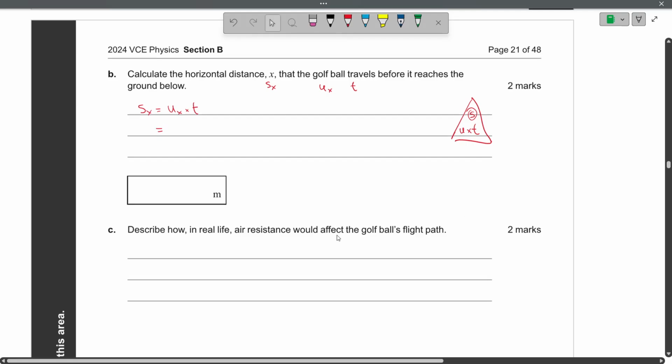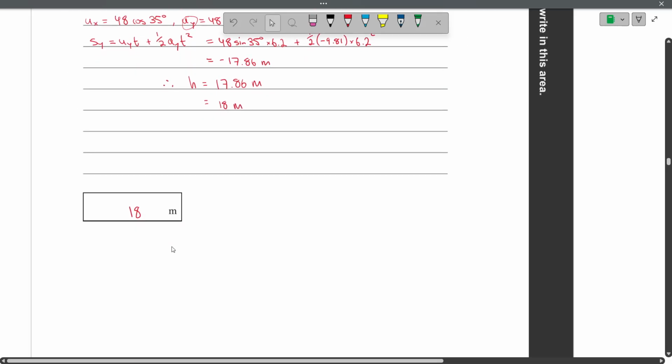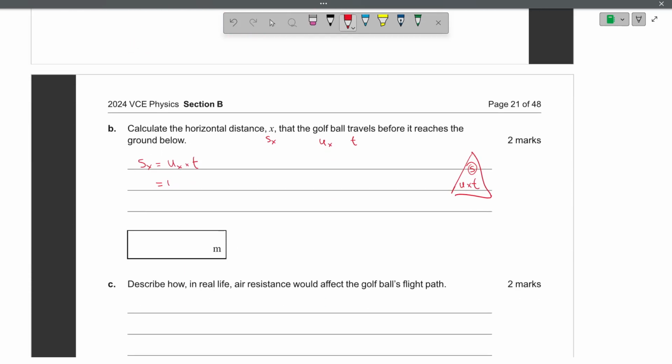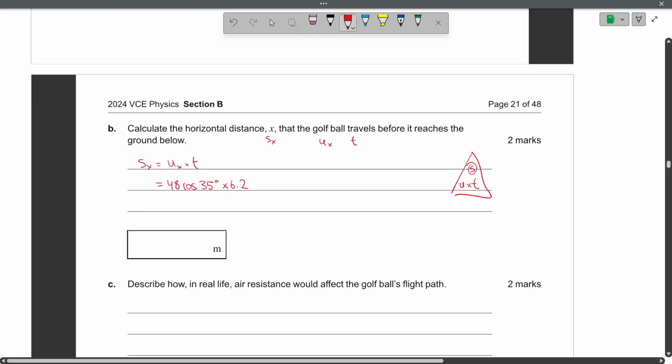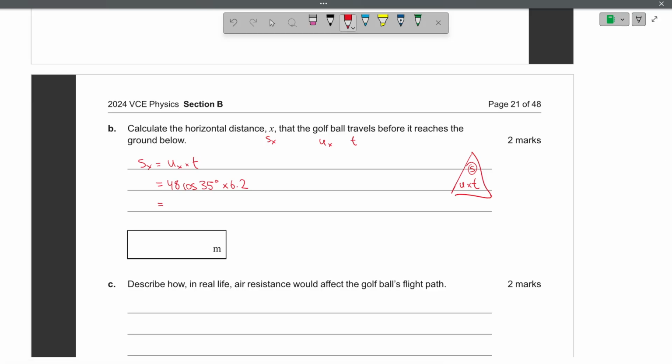Ux, we said above, was 48 cos 35. Again, notice I haven't actually worked out what that is. I've tried to keep it as unrounded as possible. And t was 6.2 seconds. Now put that on the calculator. You get 243.78 meters. Which, again, significant figures wise, we could just round it to 244. That should be fine.